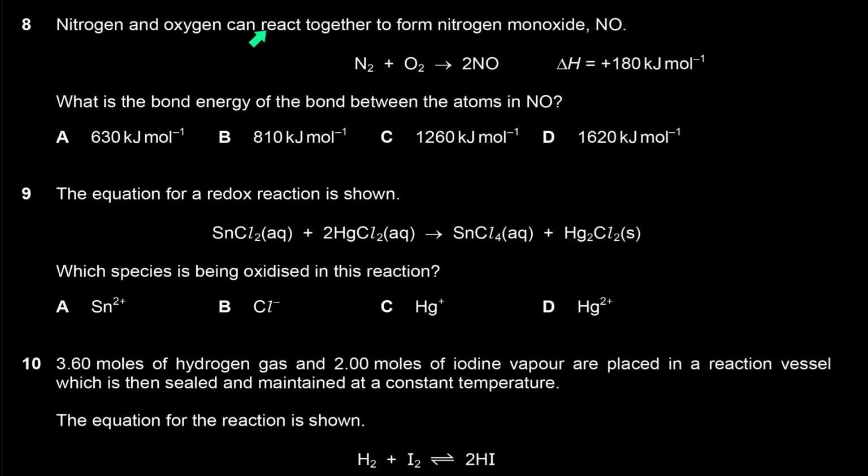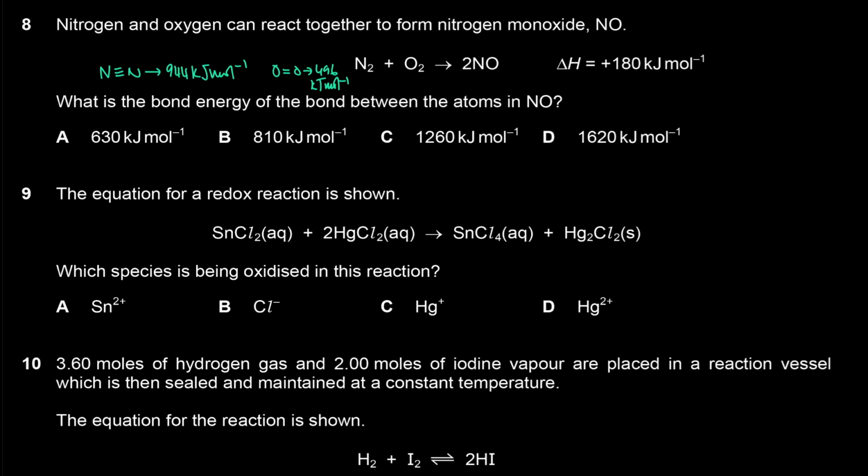Nitrogen and oxygen can react together to form nitrogen monoxide. What is the bond energy of the bond between the atoms in NO? Now over here, we're going to use bond energies. The bond energy for nitrogen is 944 kilojoules per mole in a nitrogen molecule, and for oxygen, it is 496 kilojoules per mole.